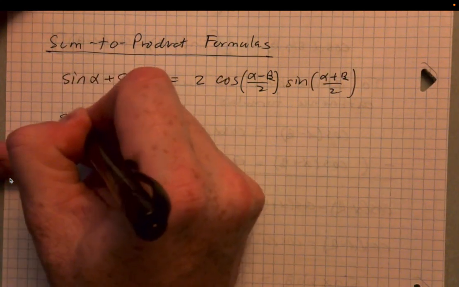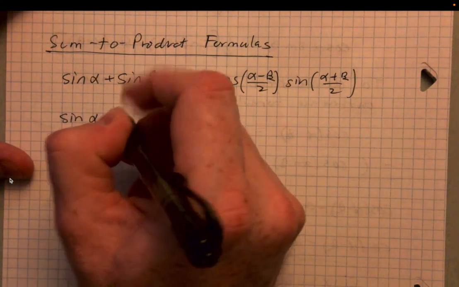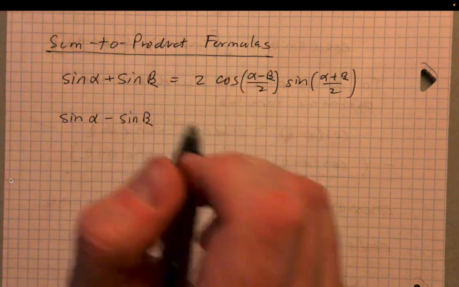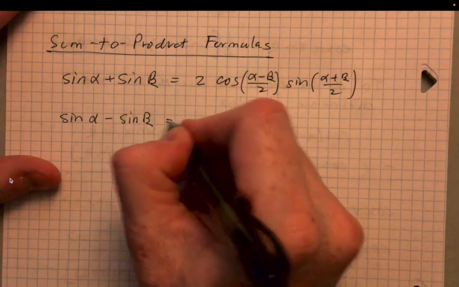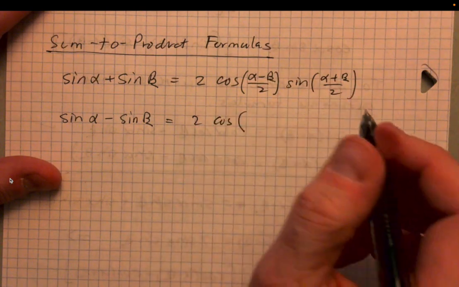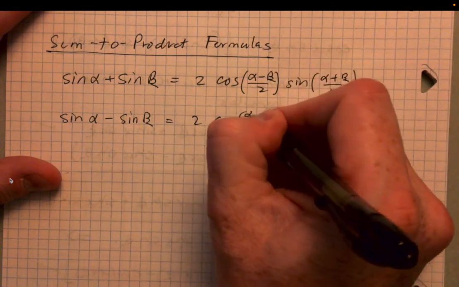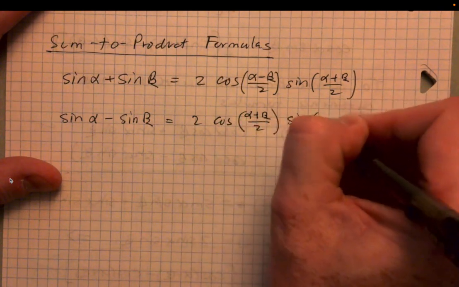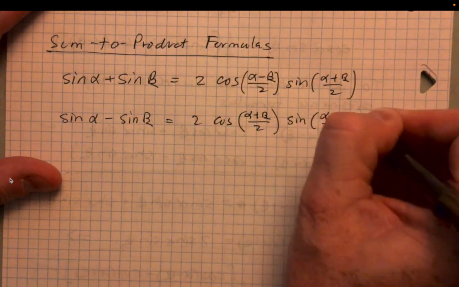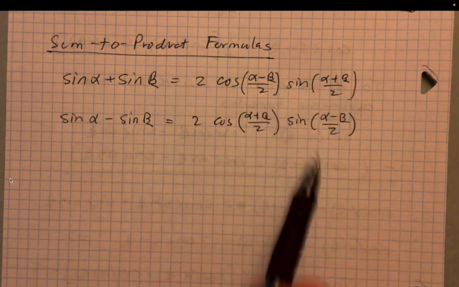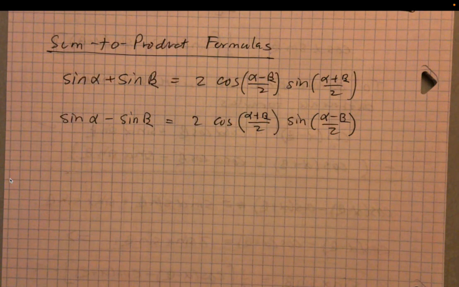And what if I'm subtracting sine of beta from sine of alpha? Well, it's real similar. It's 2 times the cosine of alpha plus beta over 2 times the sine of alpha minus beta over 2. You're just kind of flipping these, and so they should be pretty much the same except the arguments.